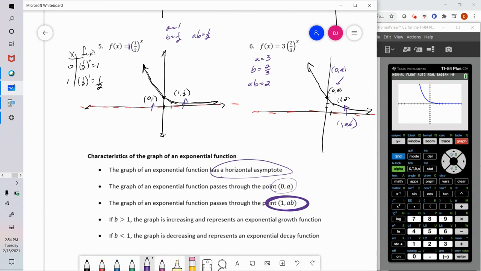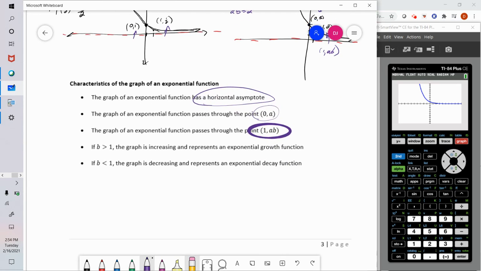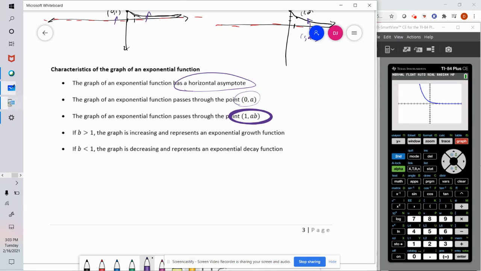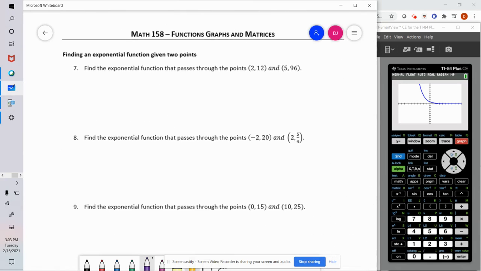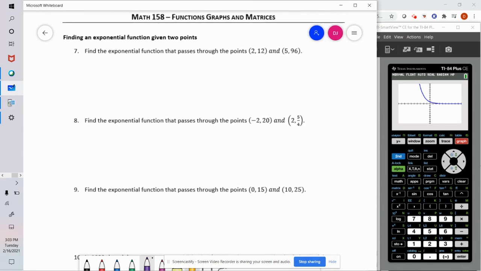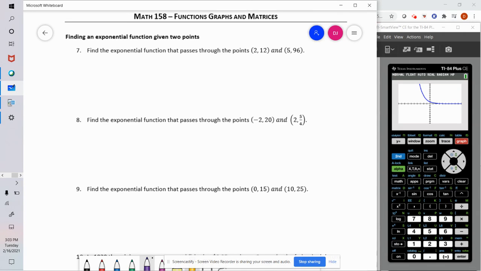So, graphing exponential functions. Okay, so let's move on to, whoops, wrong direction. Looking at finding an exponential function given 2 points. What I want to do here is we're going to work on this algebraically, and then we'll also look at how to do it electronically on the calculator. Find the exponential function that passes through the 2 points, (2, 12) and (5, 96).